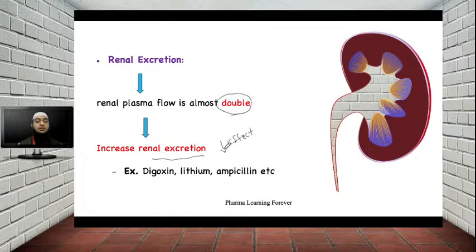So this is the effect in case of renal excretion. Examples of drugs belonging to this category are digoxin, lithium, and ampicillin. The usual dose of such a drug in pregnant women, due to increased metabolism and increased renal excretion, may not produce the desired pharmacological effect. So we have seen how pregnancy affects pharmacokinetic parameters, right from absorption, distribution, metabolism, and renal excretion.